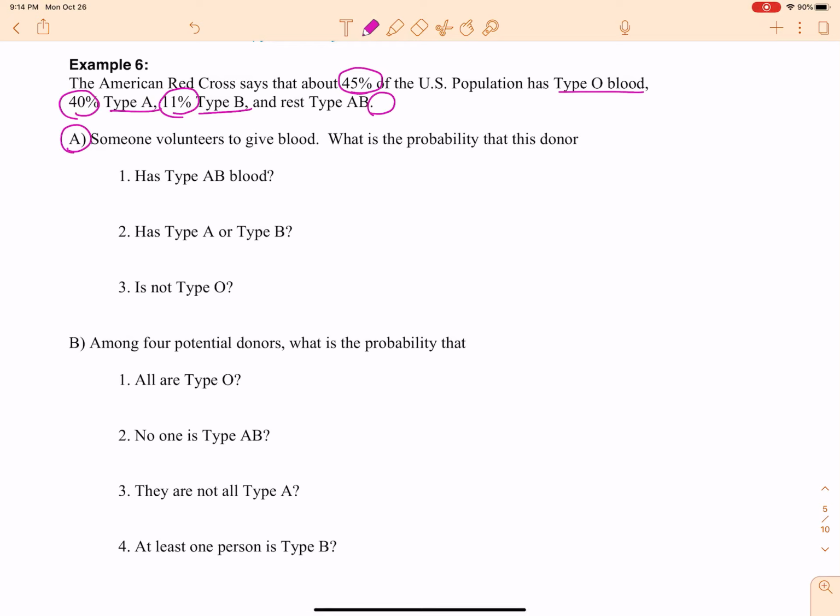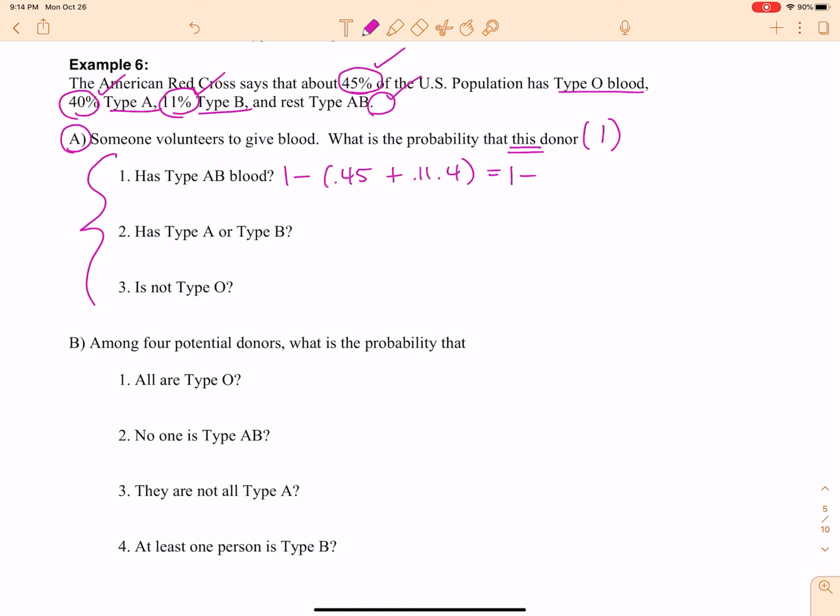Someone volunteers to give blood, what is the probability that this donor has each of these? So for this part of the problem, I'm looking at one individual. The probability that one person has type A, B, or O should add up to 1 because these are all of my total possible outcomes. That means 1 minus all of the ones I've been given will give me type AB. So I've got 1 minus, and I add these up.